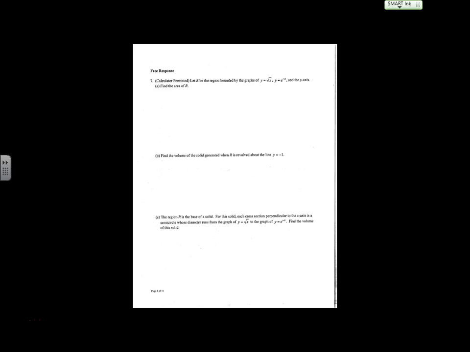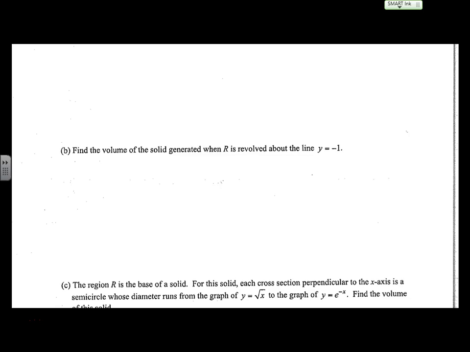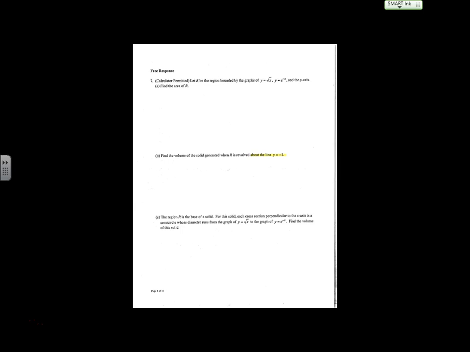I like number 7. Why? Not for letter A, but for letter B. See it? About the line y equals -1? All right, fine. We'll use number 7 to help us out. Maybe we'll go find another one too in a second. Let's start with number 7.